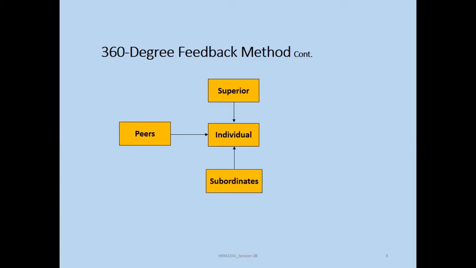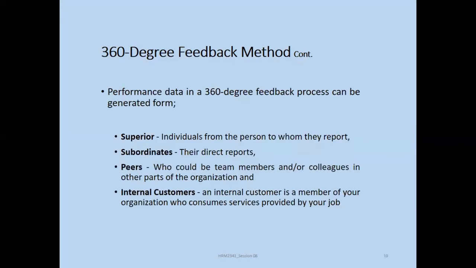Subordinates. In my example, under the finance manager there are 2 finance executives or 2 accountants. We can collect another type of feedback from these 2 subordinates who are directly reporting to the person. Then another type of feedback we can collect from the internal customer. Who the internal customers are, we'll discuss.